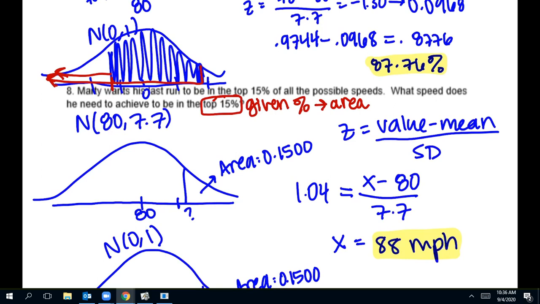And so this is area to the right. The top is on the right. If you're in the top, you're above average. So it's on the right, especially for speeds. And so I like to convert it to 4 decimals because areas are inside the table.